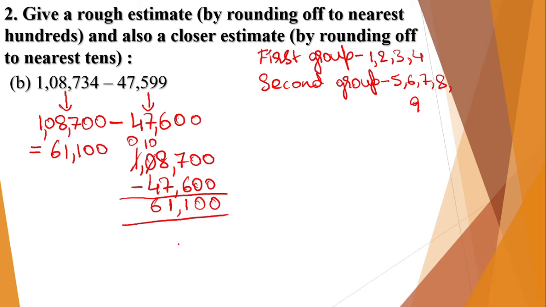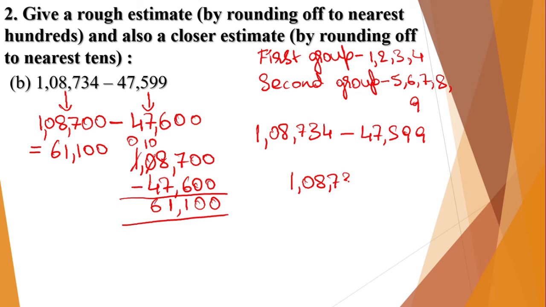So now this is the estimation for nearest hundreds. Now we should estimate the same for nearest tens also. So the number which we have is 1,08,734 minus 47,599.